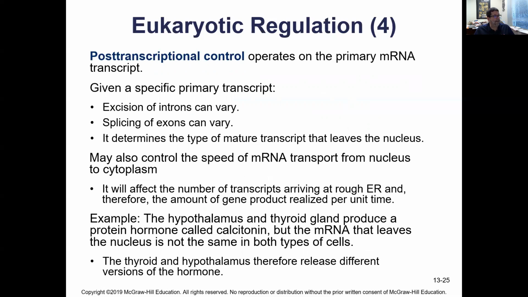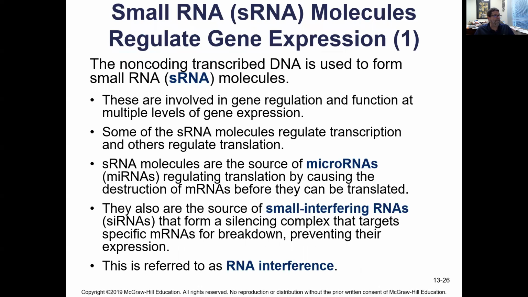Look at that. The hypothalamus gland and the thyroid gland produce a protein hormone called calcitonin, but the messenger RNA that leaves the nucleus is not the same in both types of cells. The thyroid and hypothalamus therefore release different versions of the hormone. So all about how the splicing occurs can alter the genes, and that can include making alternate forms of a product, as we see here.